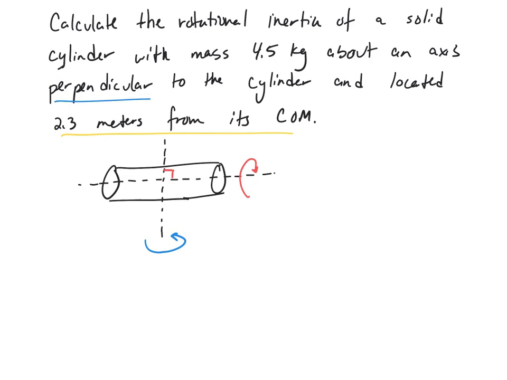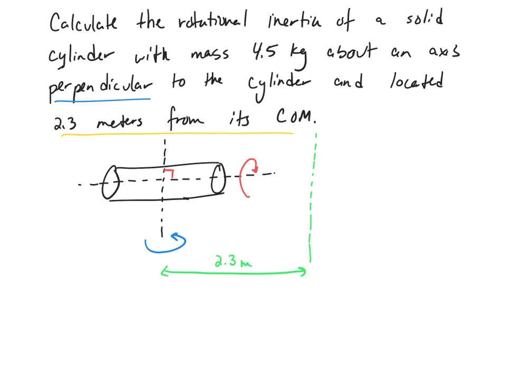So the perpendicular nature shows us that this is going to spin along that blue direction. Now, the axis that we're rotating about, we don't know how long this solid cylinder is, or do we? I'll have to give you some information about that, so I'll add that piece in a moment. But we know that the rotational axis that we're looking at, I'll draw it in green, is somewhere away from the center. And we know that this distance here is 2.3 meters.